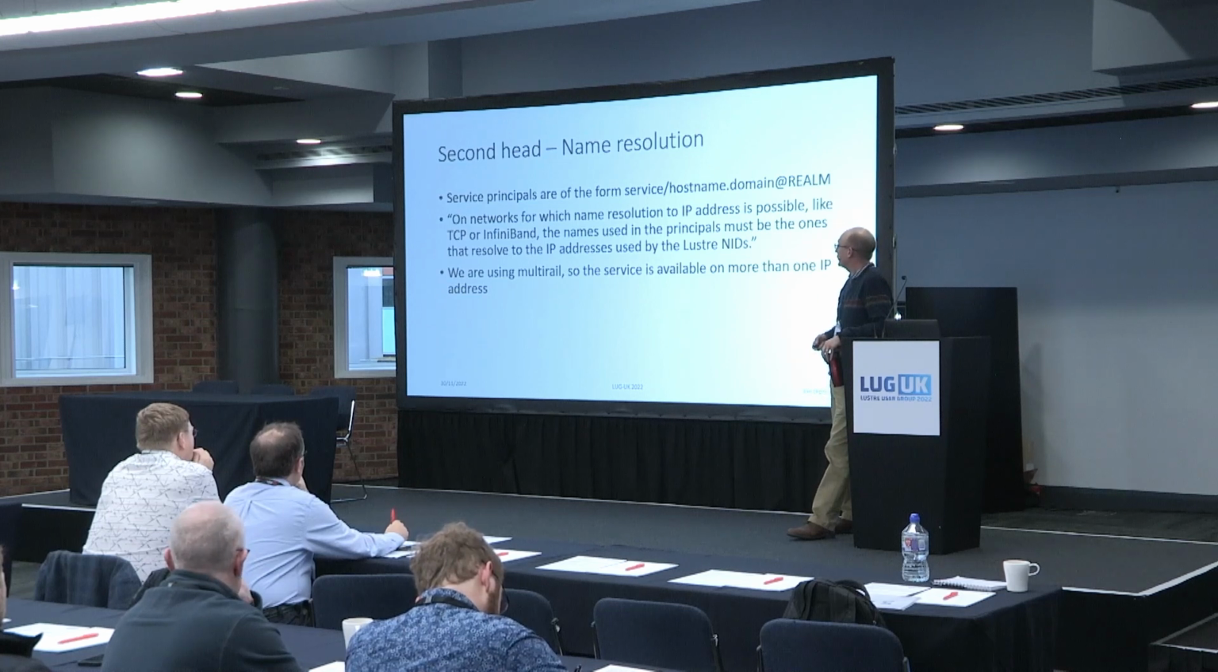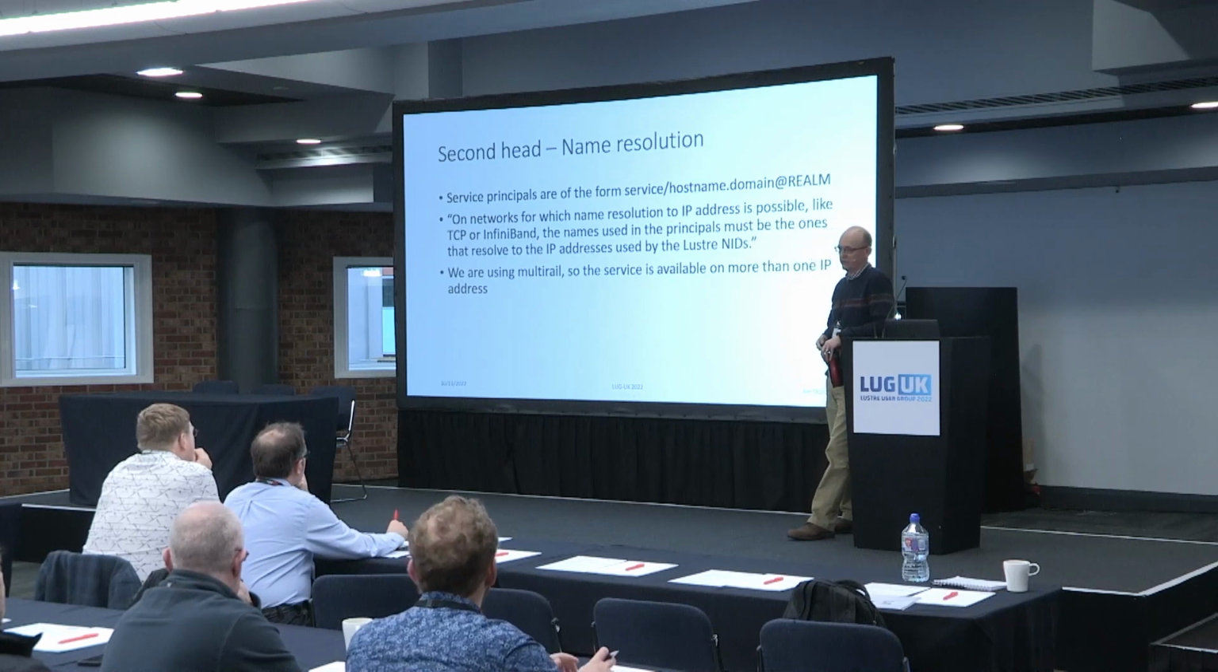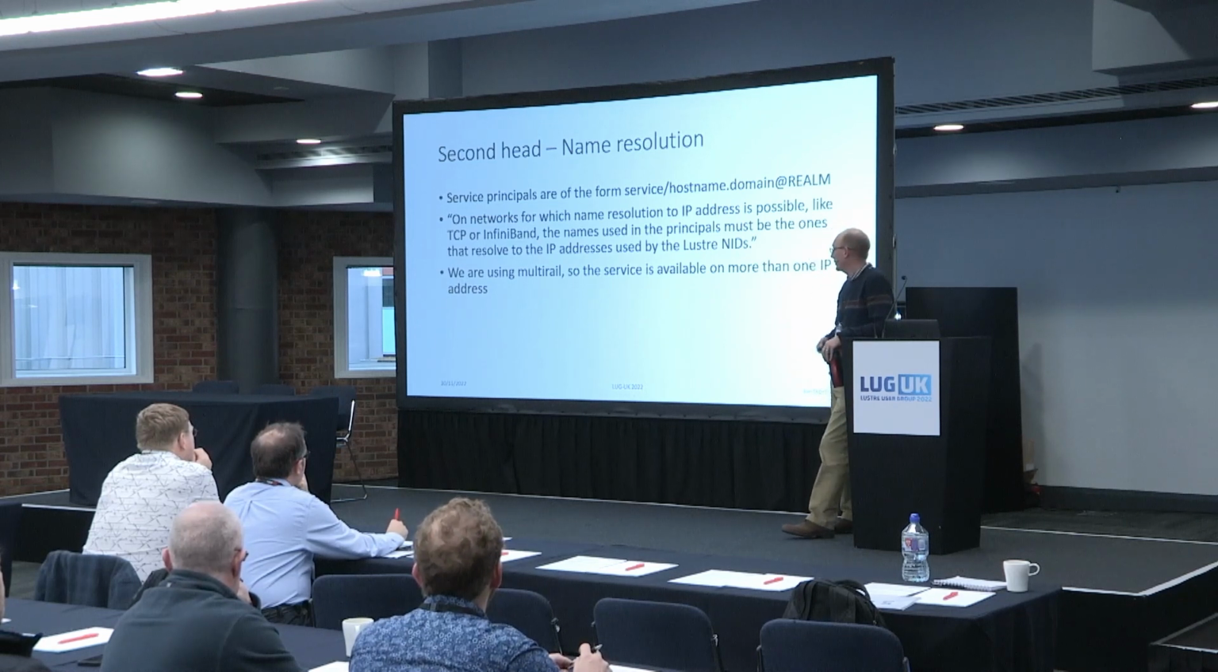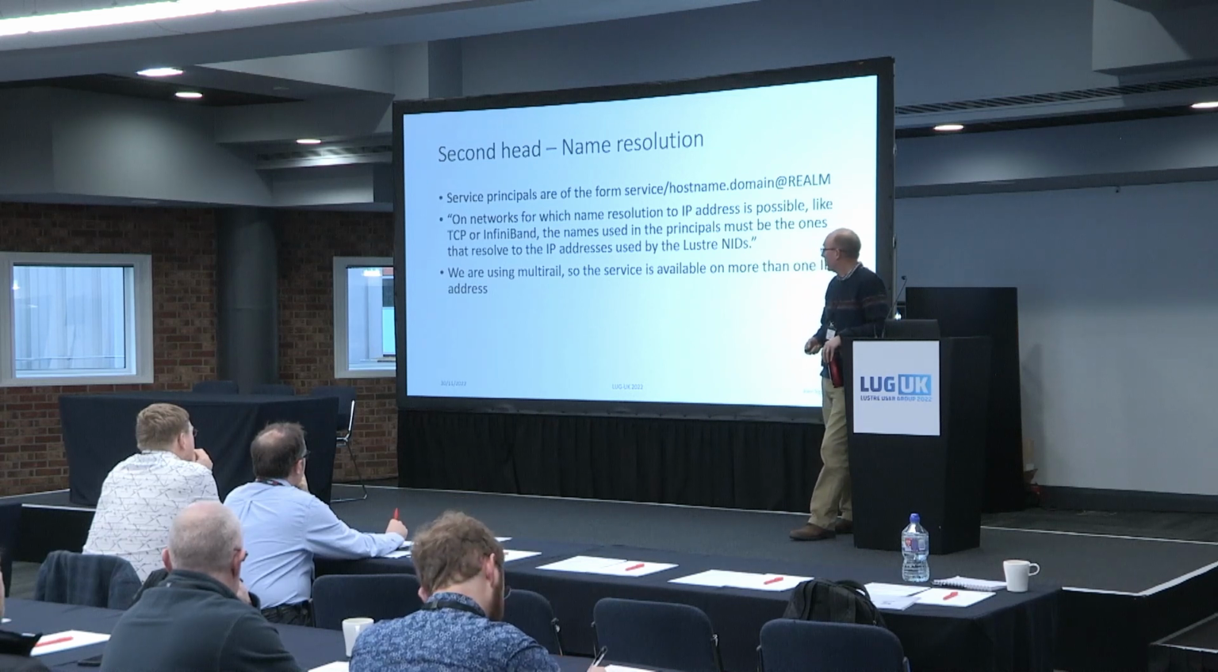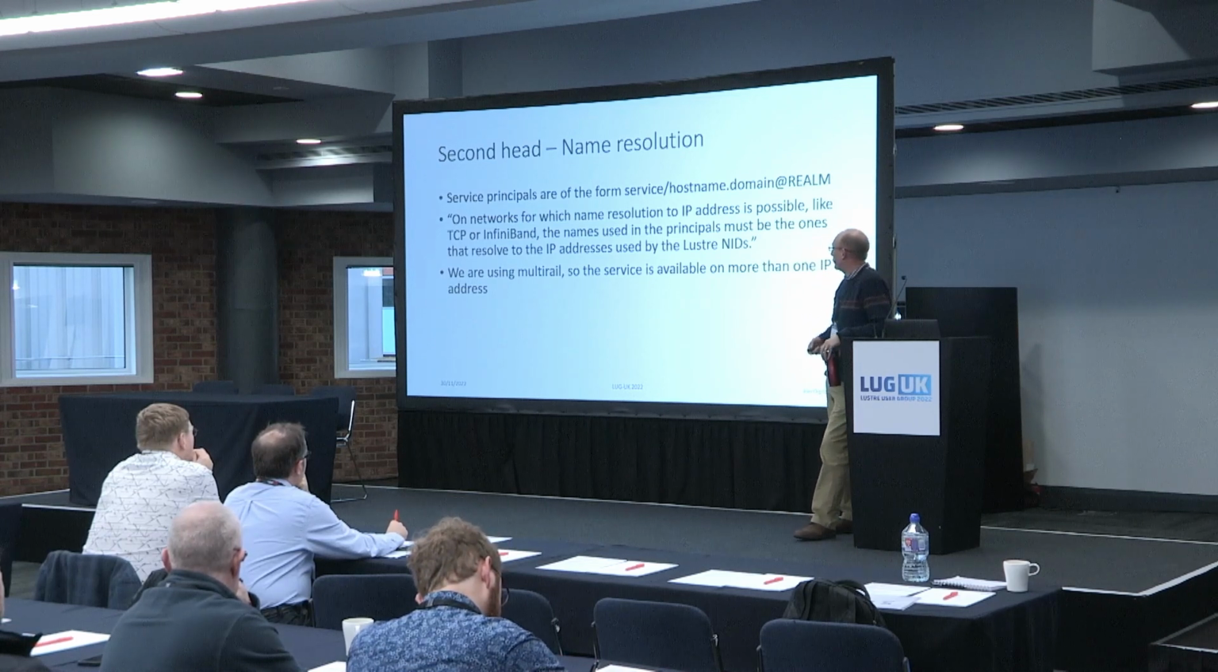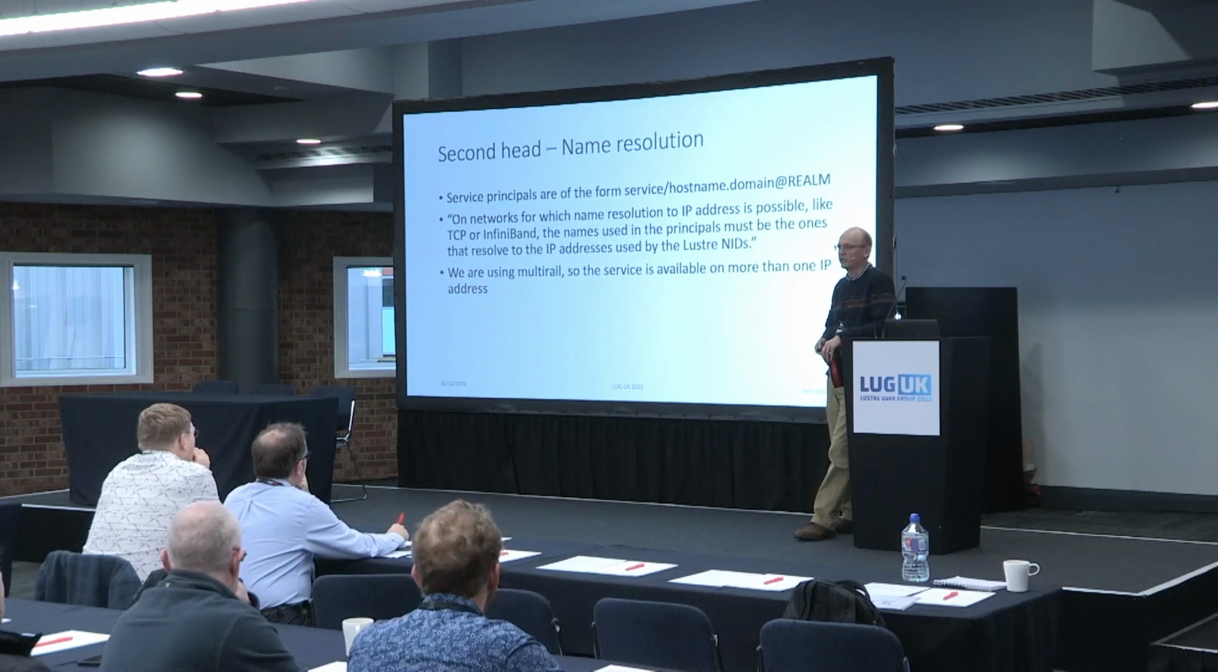The bit in the middle, the hostname.domain name, is covered by a bit of documentation which says that if you can do name resolutions, so IP over IP and Ethernet, the names used in the principals must be the ones that resolve to the IP addresses used by Lustre NIDs, which is great if you've got one IP address on your server. We're using multi-rail, so we've got multiple IP addresses facing our clients, and we also have management IPs on our server, so we have IPs that aren't facing our clients. We'd get odd things to happen. Lustre would look like it was starting, and then it would stop fairly quickly.